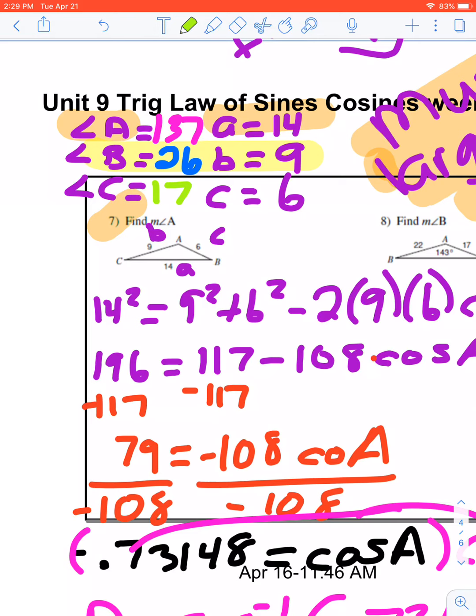So that's it. So there's law of cosines. Again, you use each one of them once, and then you go straight back into law of sines.